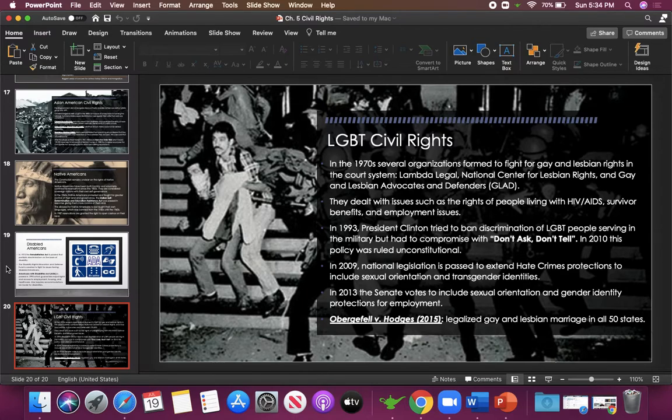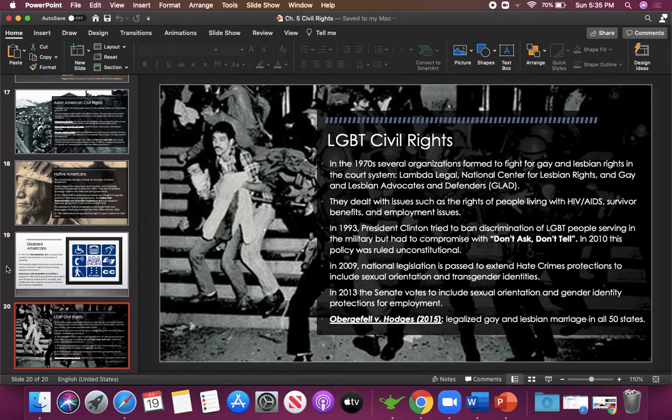And so they come up with a compromise: don't ask, don't tell, where you don't ask or you don't tell, and your military administration is not allowed to ask. But if you were caught or someone saw you at, say, a gay bar, or saw you with a same sex partner, you could be dishonorably discharged. And this would not be overturned until 2010. The policy of don't ask, don't tell was ruled unconstitutional.